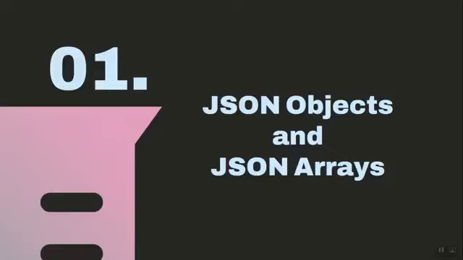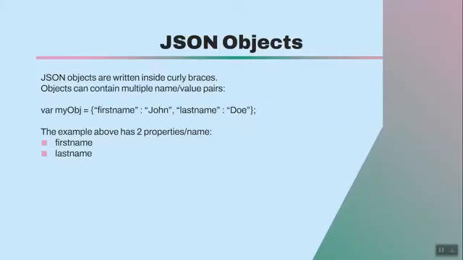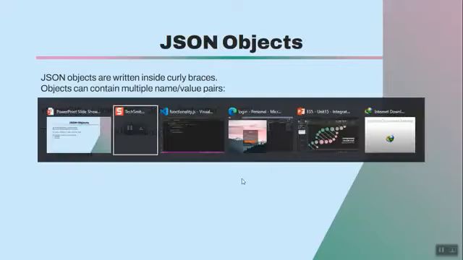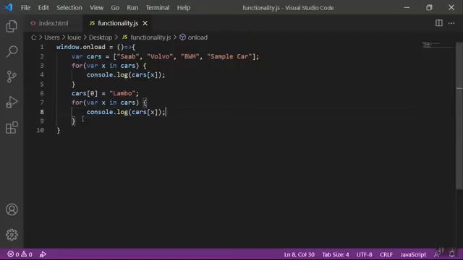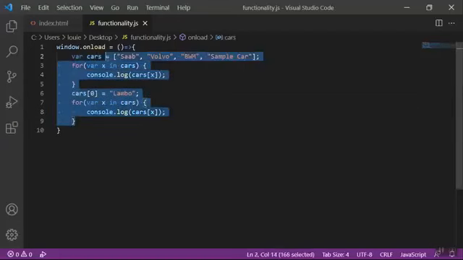JSON objects and JSON arrays. JSON objects are written inside the curly braces, and objects can contain multiple name-value pairs. So here's an example definition or declaration of the object.